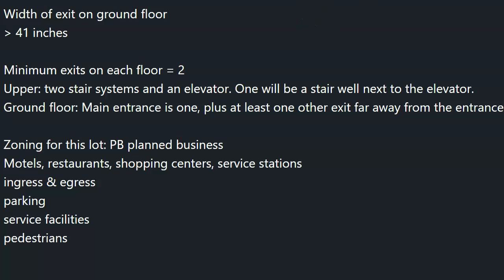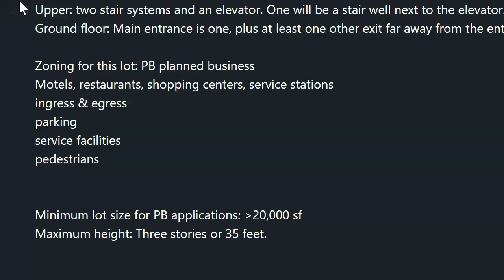Let's talk about zoning a little bit. When you look at this lot in Noblesville, Indiana, on their zoning map, it is designated as code PB, which means planned business. This is going to be used for things like shopping centers, service stations, restaurants, motels, things of that nature. Some of the features of this zone: it has to have ingress and egress for both foot traffic and motor traffic, so you have to provide parking. You need to have service facilities, like service stations for getting fuel and that sort of thing. And then you also need to accommodate pedestrian traffic. That's some of the stuff you have to do in a PB zoned area.